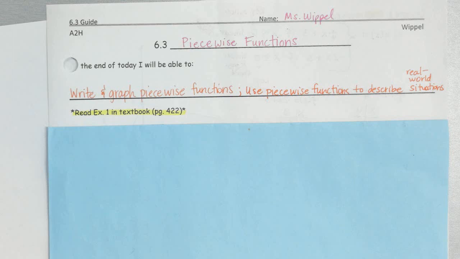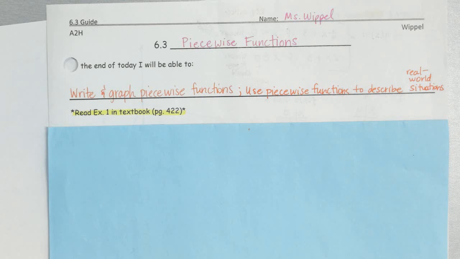So for 6.3, we're going to write and graph piecewise functions and use them to describe real-world situations. And for example 1, we're going to look at some movie data.